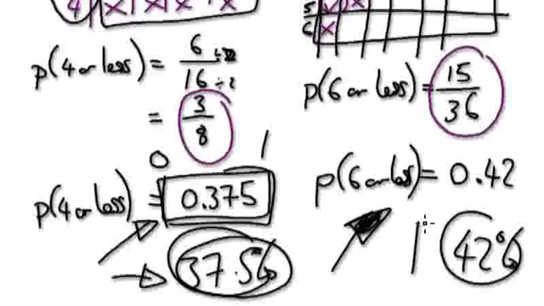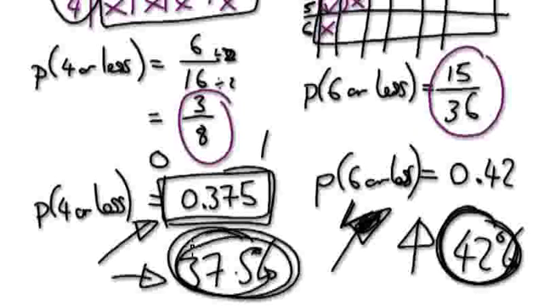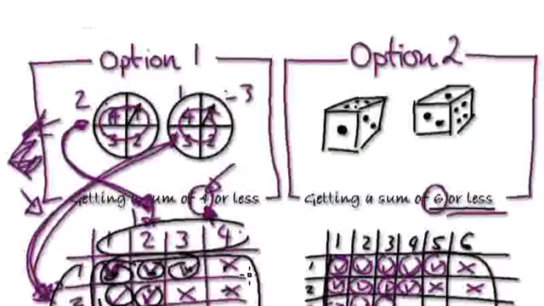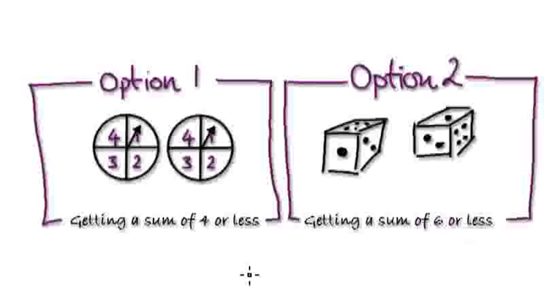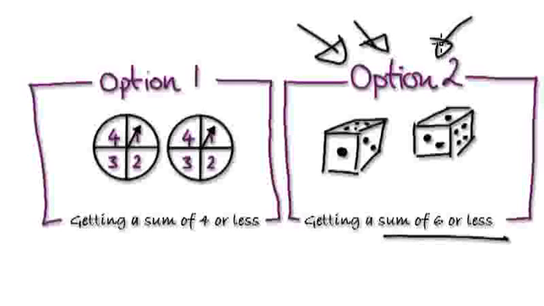But basically, option 2 is better, because the chance of you getting what you want is 42%. The chance of you getting what you want with option 1 is 37.5%. So going back to here, option 2 is actually better if you want to get a sum of 6 or less. So select option 2. It's easier to get.